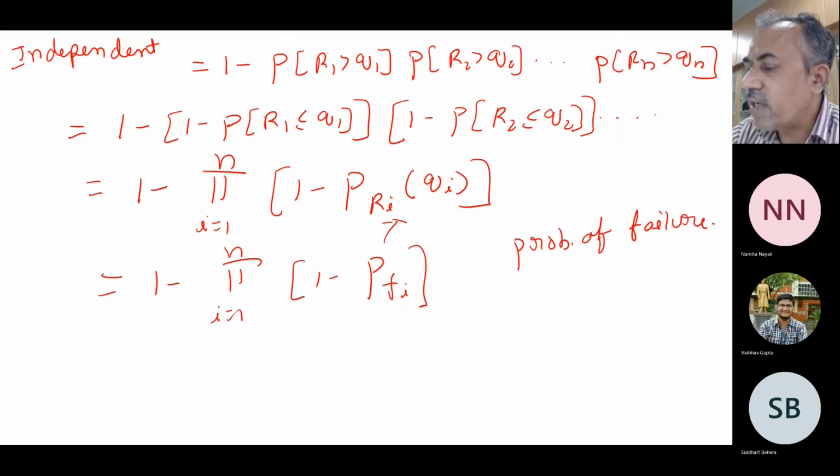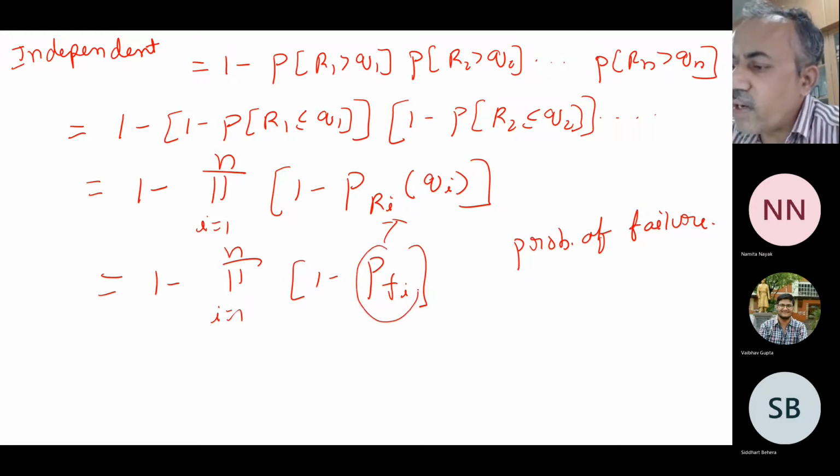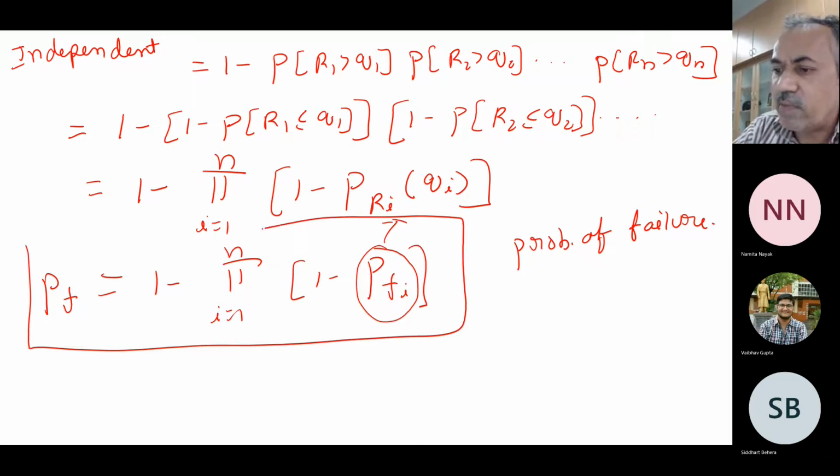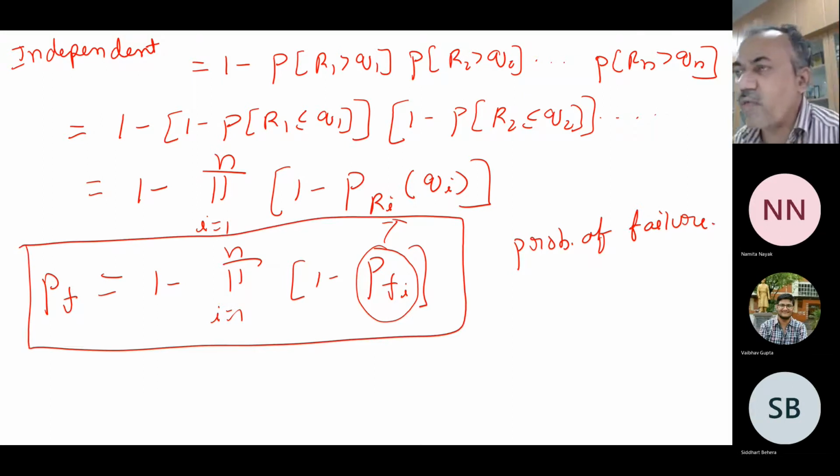So when the systems are in series, what we are doing is, if I know the individual probability of failure of all the individual elements, and if you assume that all of them are independent of each other, then you can use this expression to calculate the overall system probability. You can calculate the individual probabilities itself. So this is how we calculate for a series system.